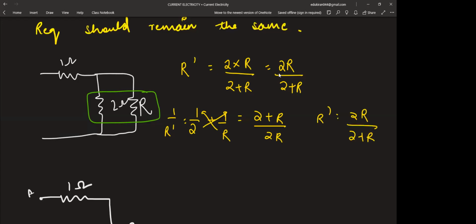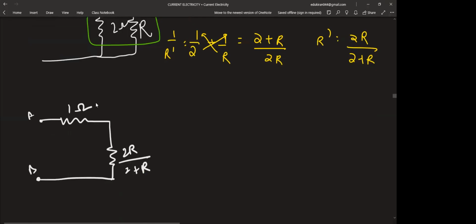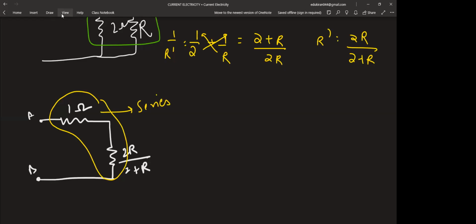So same thing I have done. 2 into R directly also you can do when you don't have to reciprocate. So this we have solved. So we have got this. Now these two are connected in series. If they are connected in series, R equivalent will be 1 plus 2R by 2 plus R.